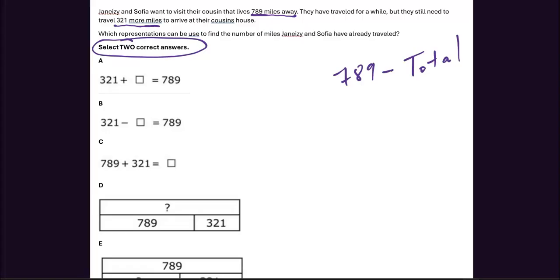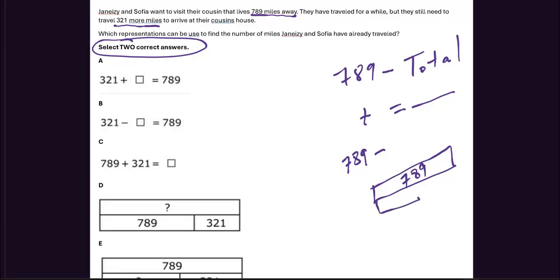So when you're adding, the total is going to go after the equal sign because that's what it equals, right? When we're subtracting, the total goes in the front because that's what we're subtracting from. Then in a strip diagram, we know that 789 is the total, so it needs to go in the whole, not in the part. Okay. So now let's take a look at our answers.